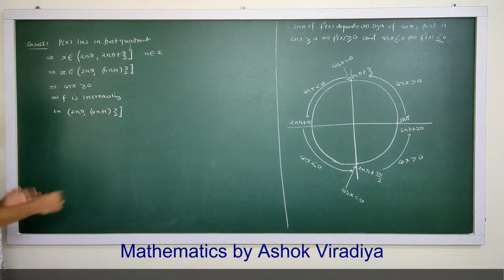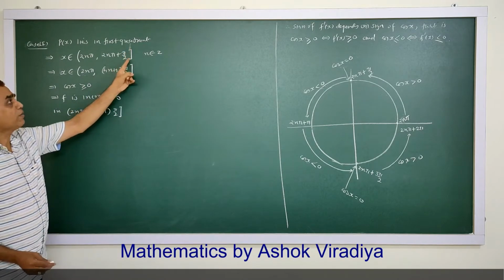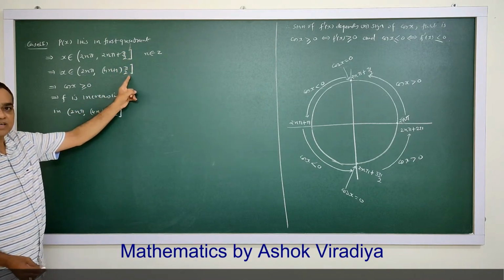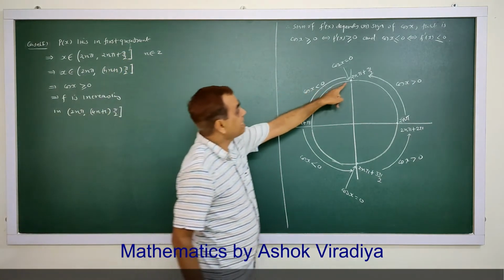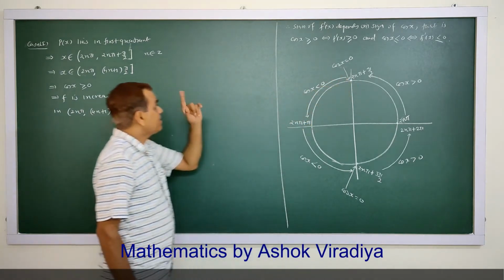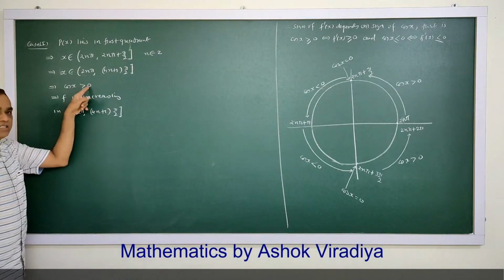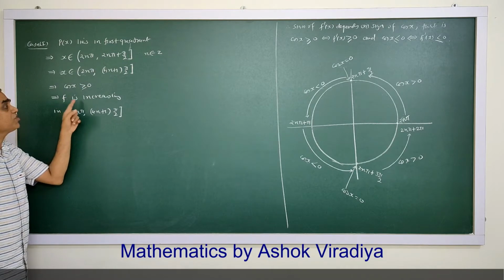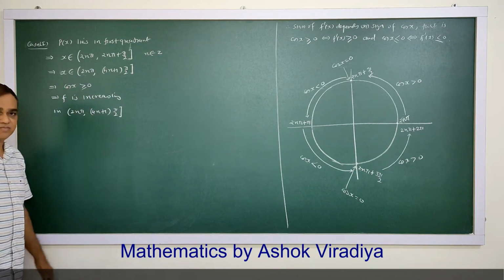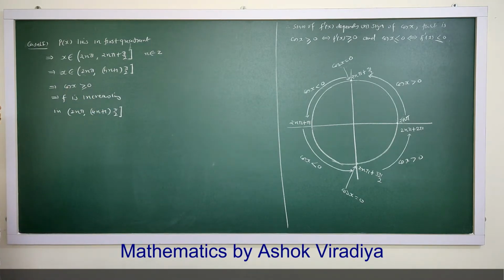Keep it closed here. If we put an open interval, that means this point is excluded, which means cos x is greater than 0, and then we should say strictly increasing. So that was case 1.